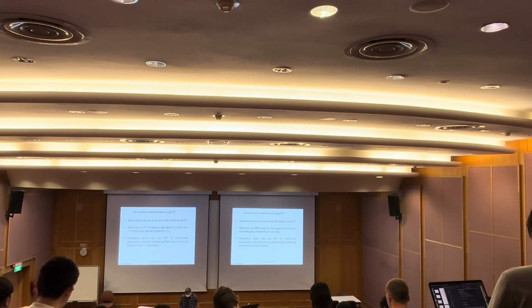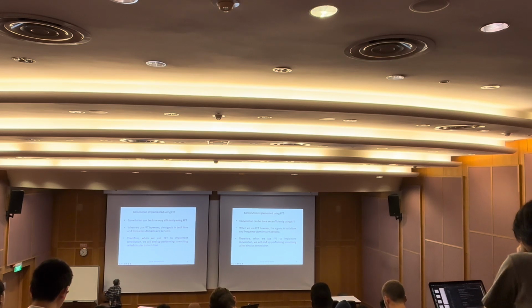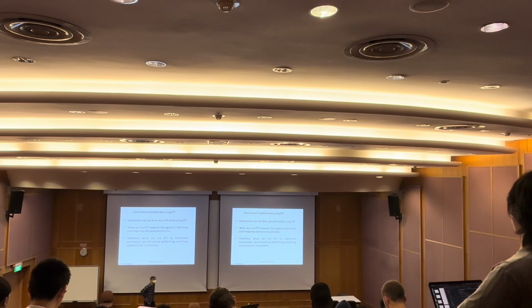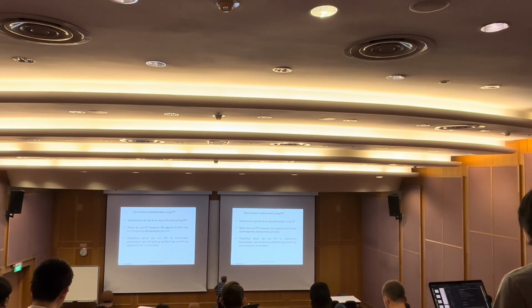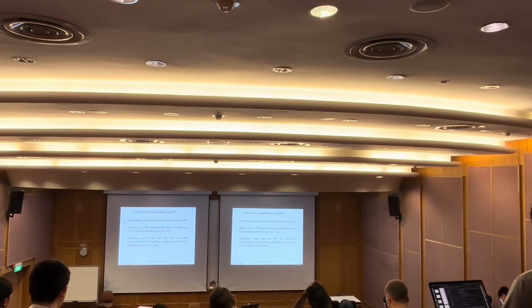So convolution can be done very efficiently using fast Fourier transform, which is the form of discrete Fourier transform (DFT). Now, when we use FFT, however, the signals in both time and frequency domains are periodic, right? So when we use FFT to implement convolution, we end up performing something called circular convolution, right? I'll illustrate what circular convolution means later, because the signal repeats itself, right?